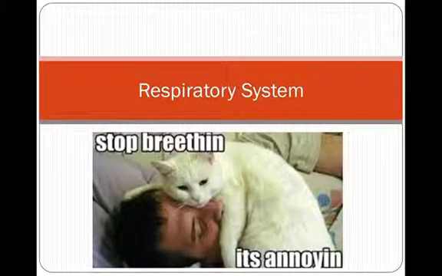Alright, so yesterday we covered the circulatory system. Today we are going to cover the respiratory system. This will be the last of the three systems. So we've taken a look at the digestive, circulatory. Today we're going to finish off with the respiratory.